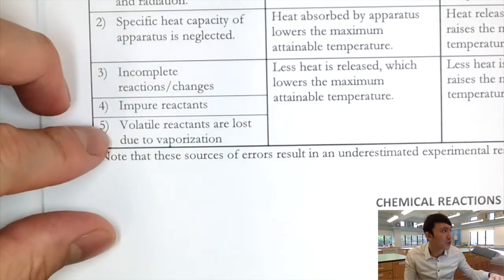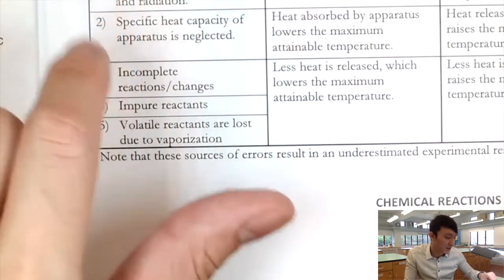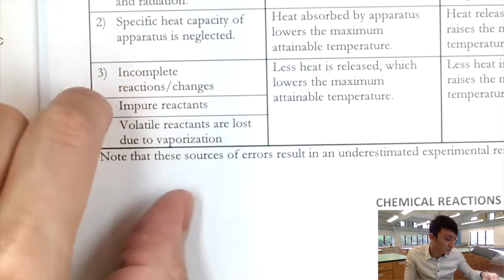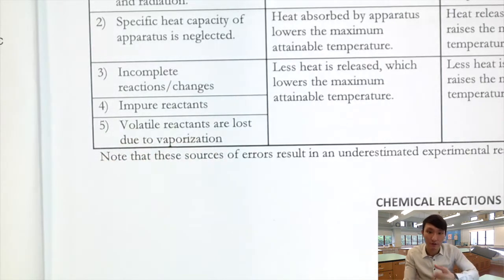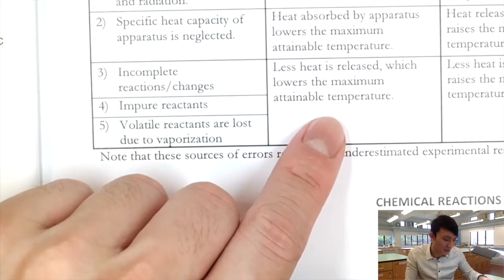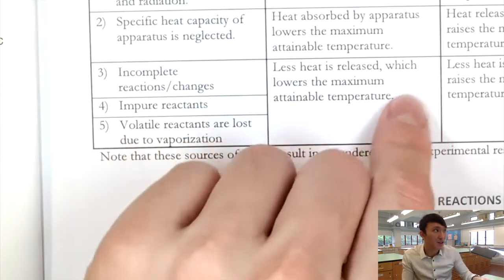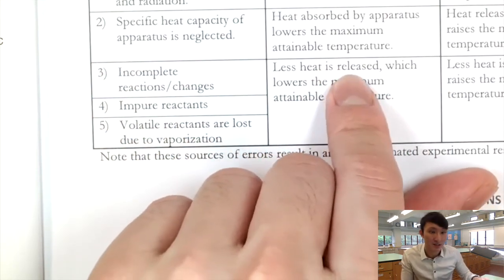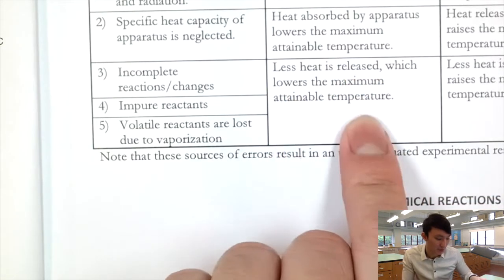Also, if your reactant is volatile, in this case it is not the case. The salt is involatile. But if you come across volatile reactants, then during the transfer of reactants, part of it may be lost due to vaporization. So this is also one of the considerations. Now all of these, 3, 4, 5, again, will result in less heat being released. So it will again lower the maximum attainable temperature.